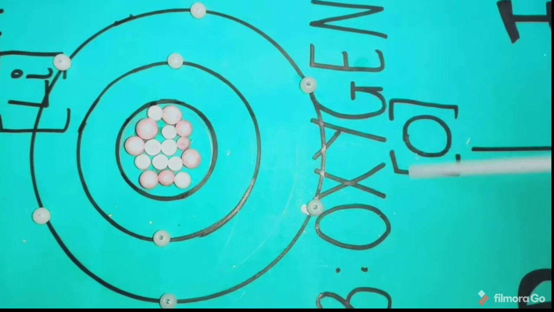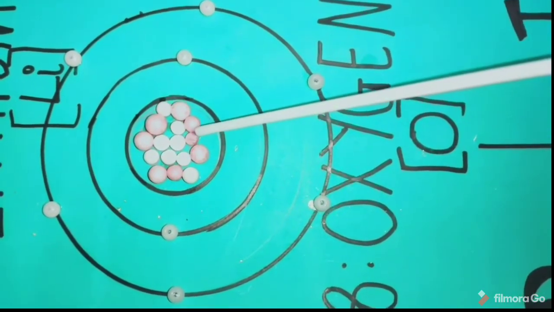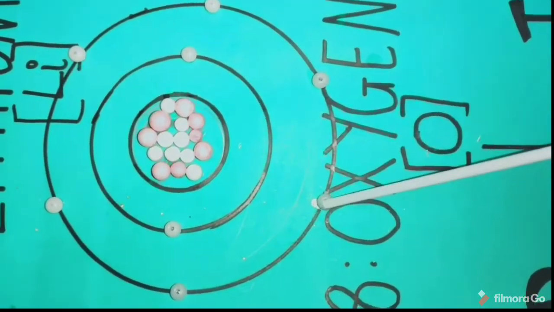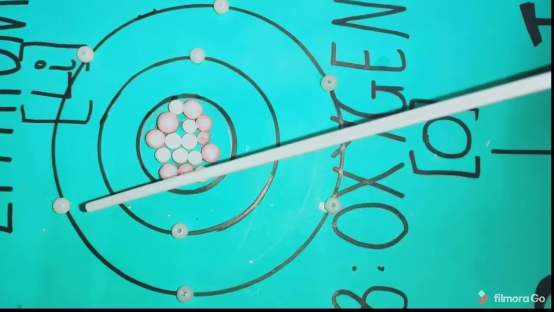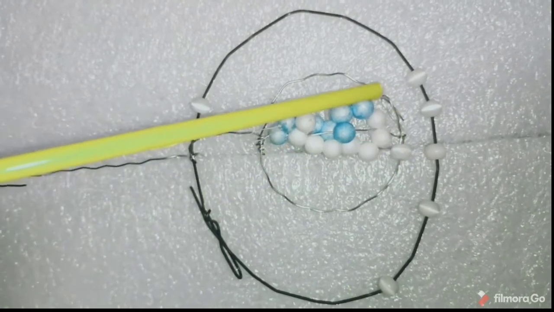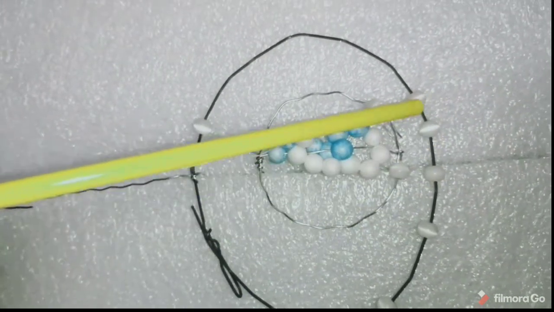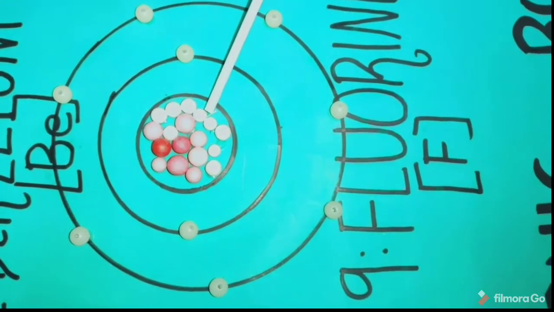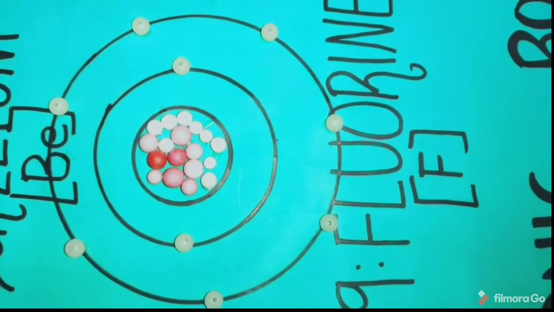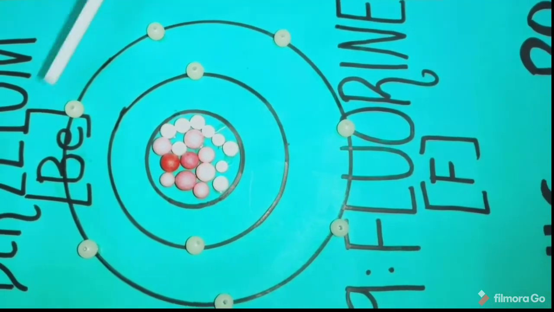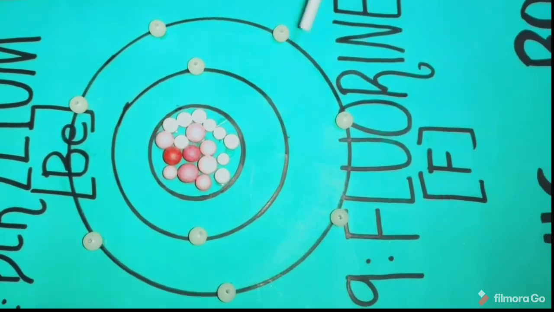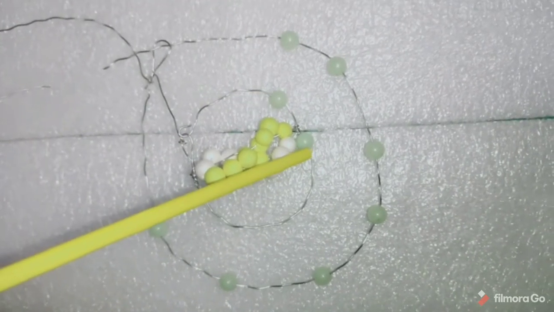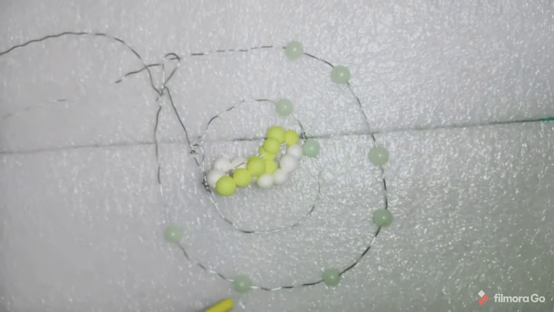The 8th element is oxygen. It has 8 protons plus 8 neutrons in the nucleus and a total of 8 electrons, 2 in the K shell and 6 in the L shell. So valency will be 8 minus 6, that is 2. So this is my oxygen model, which has 2 electrons in the K shell and 6 electrons in the L shell. The 9th element here is fluorine. It has 9 protons plus 9 neutrons in the nucleus and a total of 9 electrons, 2 in the K shell and 7 in the L shell. So its valency will be 1, that is 8 minus 7. So this is my fluorine model. Here I have 2 electrons in the K shell and 7 electrons in the L shell.